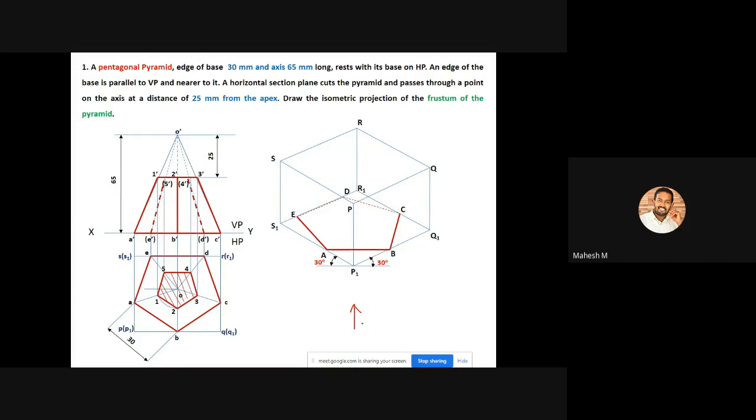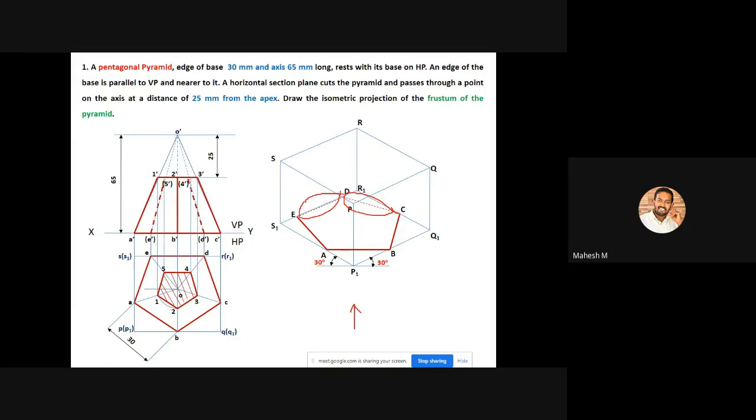If you are looking from this direction, this particular edge and this particular edge will not be visible because it is a 3D structure. If it is a 3D diagram, please take your geometry box, or you can take any square prism. You can't see the back side edges. So the backside edges should be drawn with the help of a dotted line.